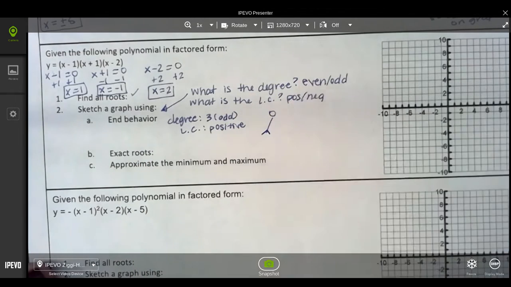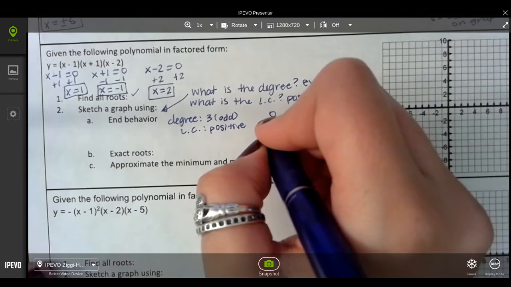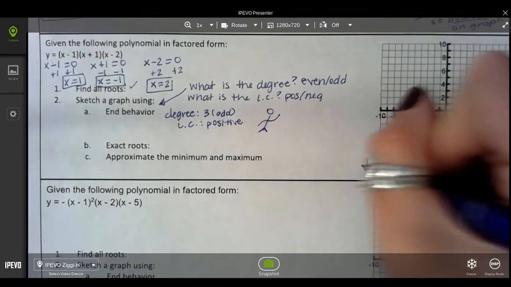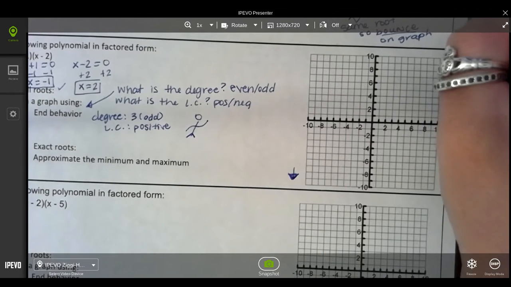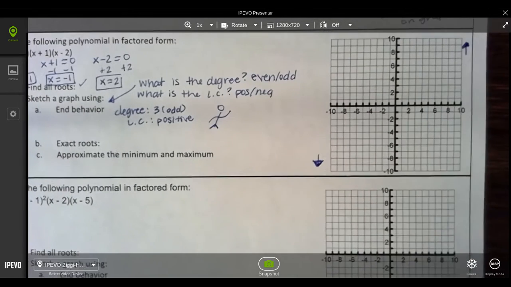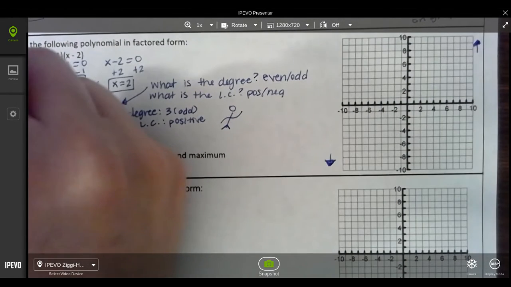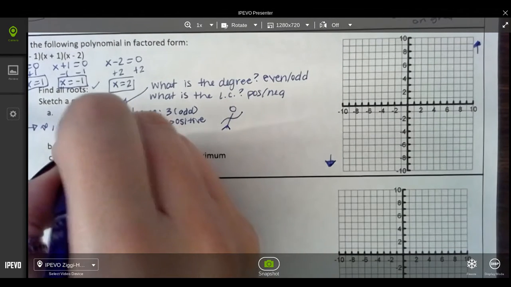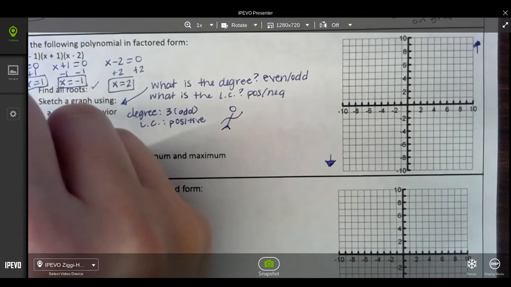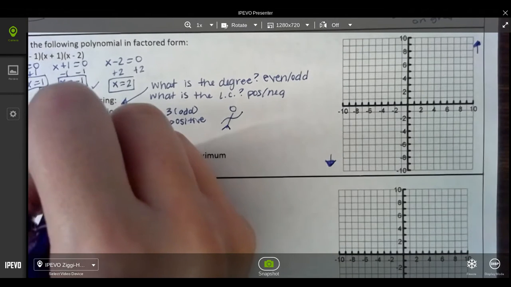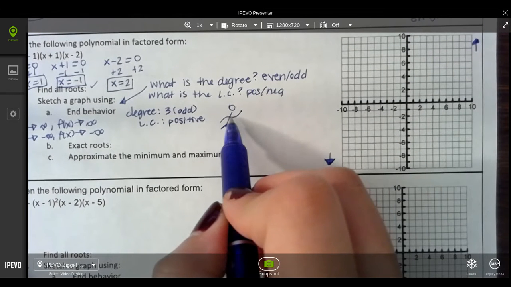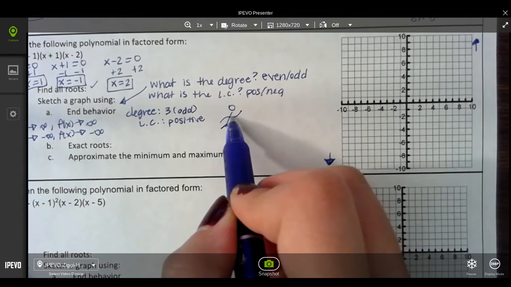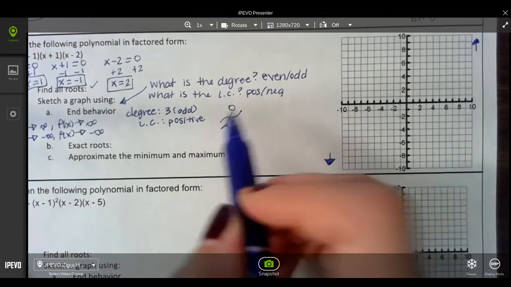If I'm odd positive, think about our dance that we do. Odd positive is going to look like this, which means my graph is going to start down here, and it's going to end up here. Pull out those notes. How do we write end behavior? As x goes to infinity, f of x goes to infinity. As x goes to negative infinity, f of x goes to negative infinity. As my function is going to infinity on the x, my function is going to infinity. As we travel negative infinity on the x, the function is going down to negative infinity.